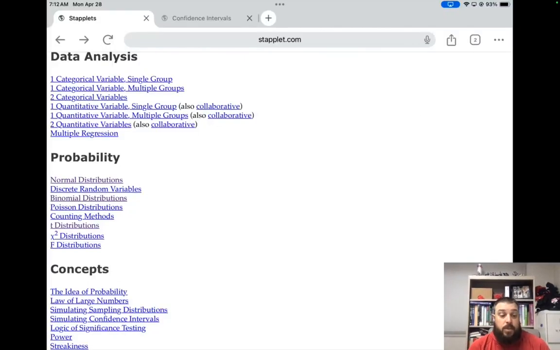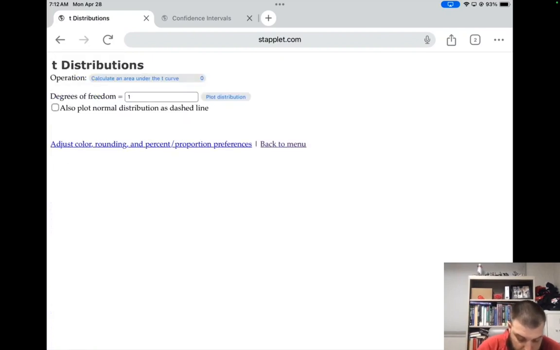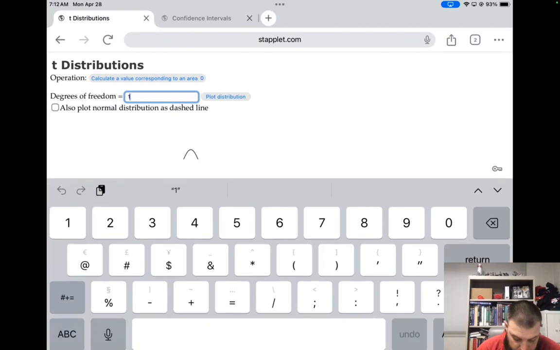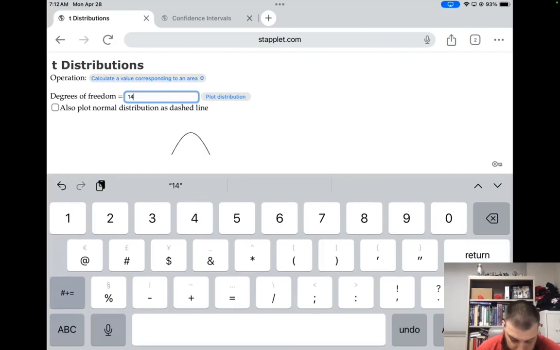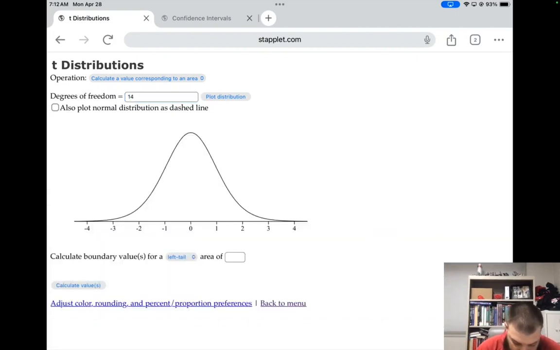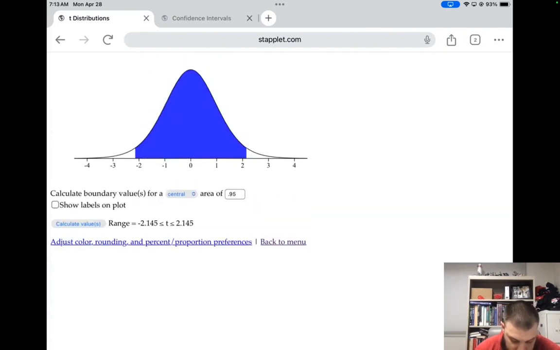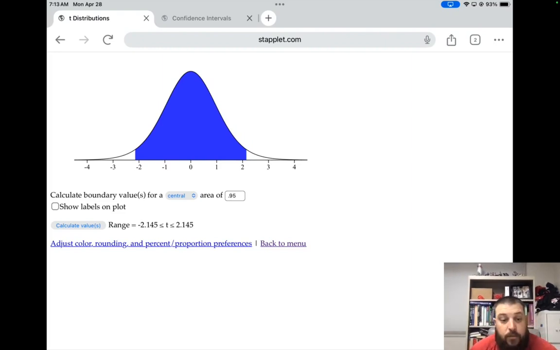All right, so using the applet, we can also do our T distribution. So going here, you click on that. We want value corresponding, and I want degrees of freedom of 14. And we're going to go between 2, so the central, and we want 0.95 and calculate. And there is our negative 2.145 to 2.145. So we can use our applet as well to calculate this.